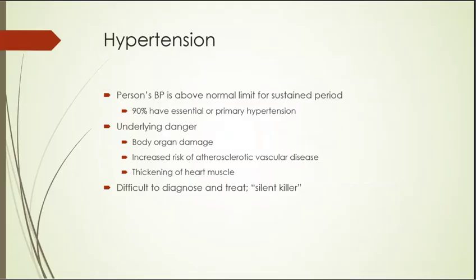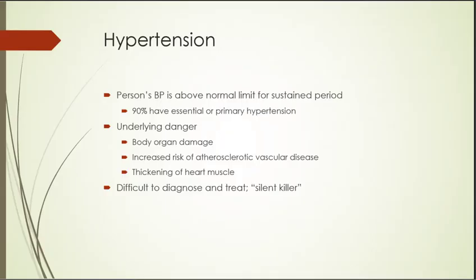Hypertension is sustained, elevated blood pressure. About 90% of cases are primary or essential hypertension, meaning there is no single cause. High blood pressure is dangerous because it damages blood vessels and organs over time. It increases the risk of atherosclerosis, stroke, heart attack, kidney disease, and vision loss.